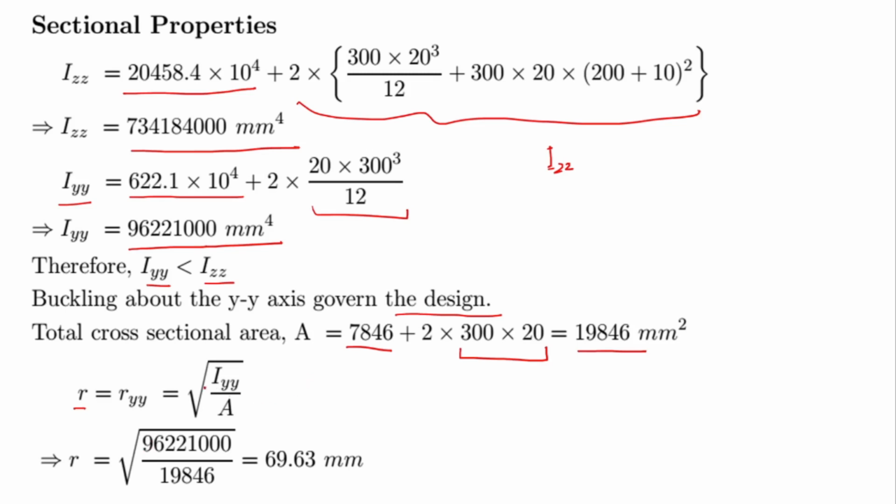As the buckling about YY axis governs the design, so radius of gyration for the whole cross section will be the radius of gyration about the yy axis, which is equal to root over of Iyy by A. So Iyy already calculated, 96,221,000, and area of cross section for the whole column is 19846. So radius of gyration for the cross section is calculated as 69.63 mm.